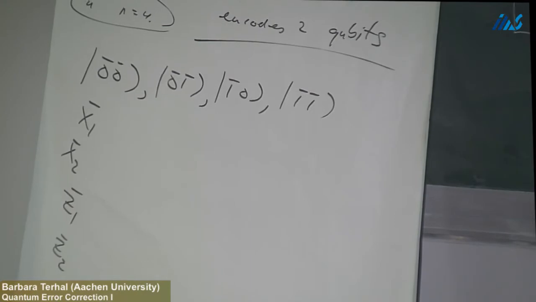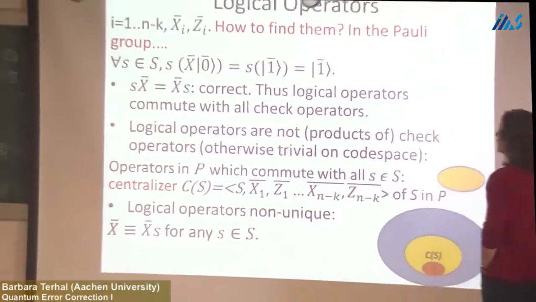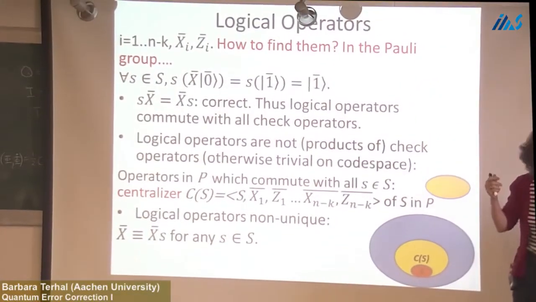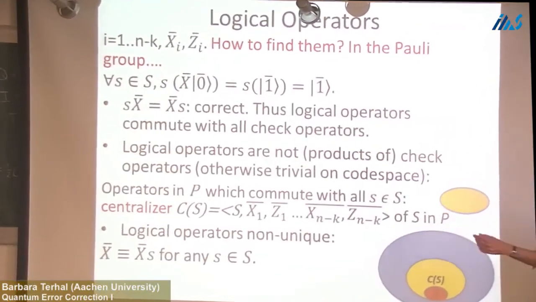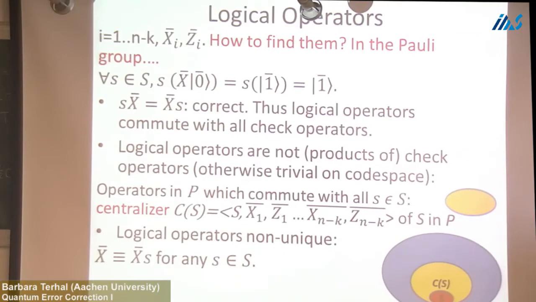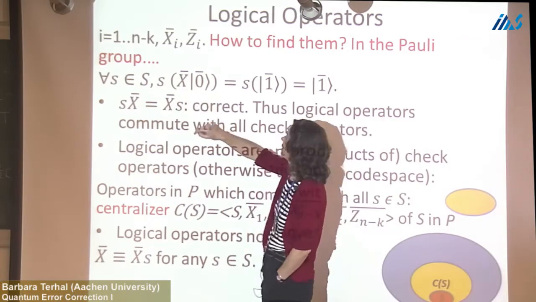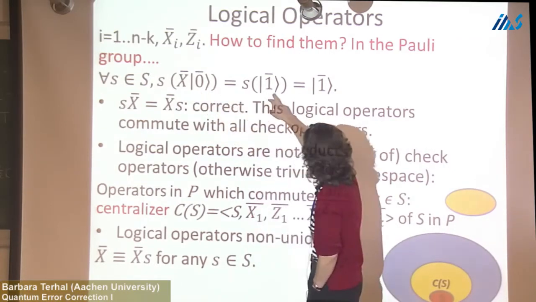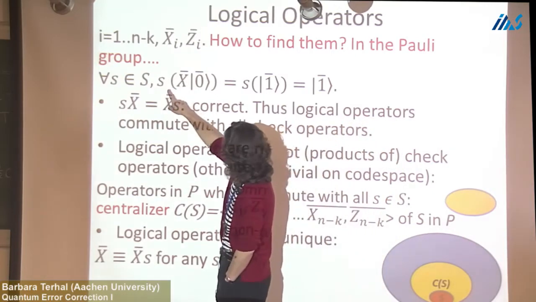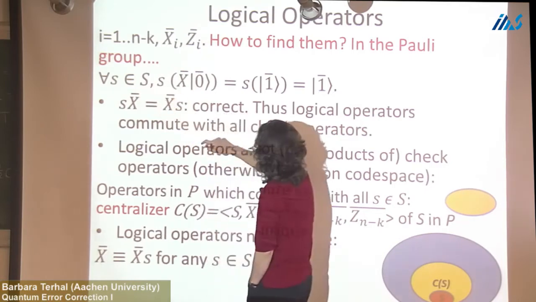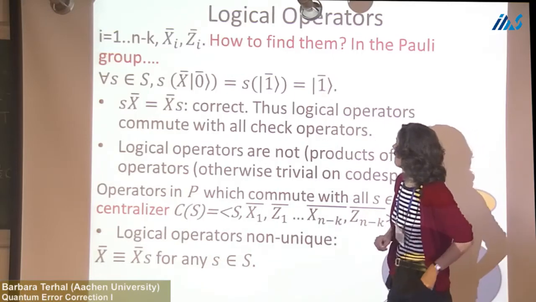So there should be some logical operators if I encode n minus k qubits. And how do we find these? Well, again, it's very simple. There are members somewhere in this Pauli group. Let's find them. They have the following property: if I take a logical X and apply it to 0, that is defined as giving me a logical 1. And if I apply an element in S on that, I get this. And of course, this I know should be 1, which is X is 0.